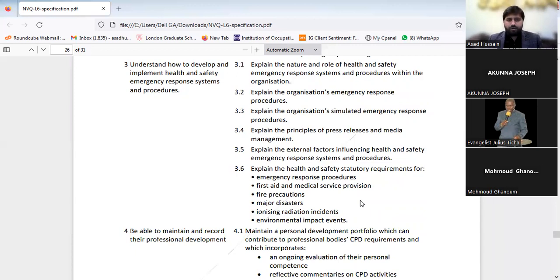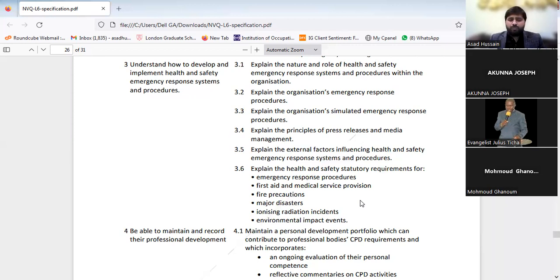Okay. Now, moving forward to the third learning outcome. The fourth one, I have told you, will be CPD, and we will be discussing it after all the units. So here, it will be the last learning outcome of this unit. It is asking about understanding of safety emergency response procedure. The learning outcome is to understand how to develop and implement health and safety emergency response systems and procedures. Here it is checking your understanding of health and safety emergency response systems and procedures.